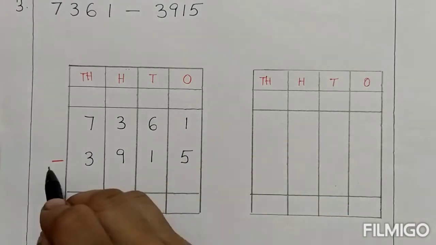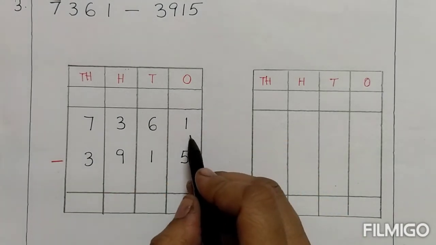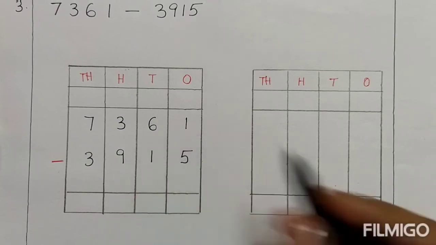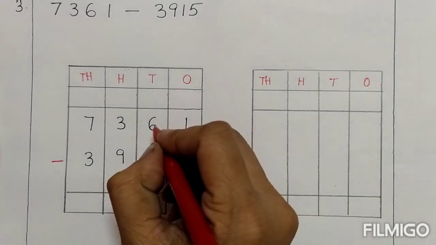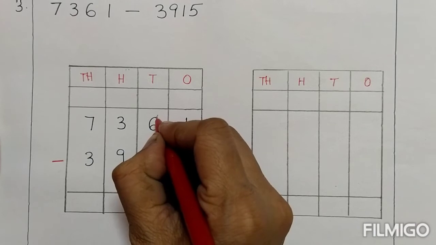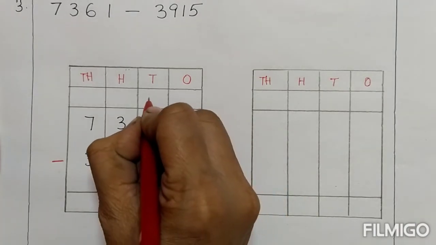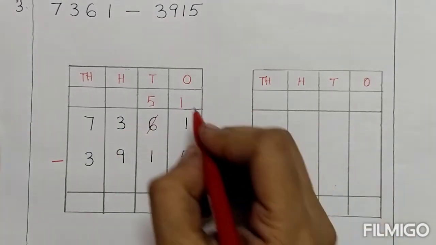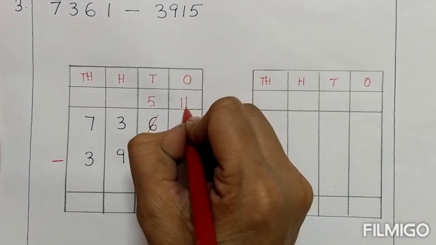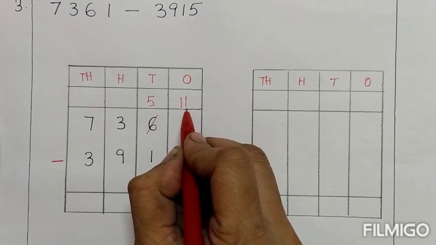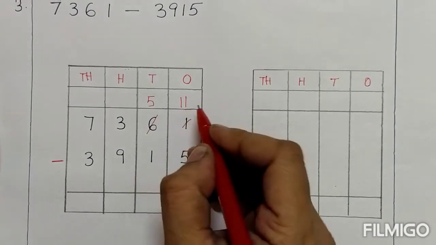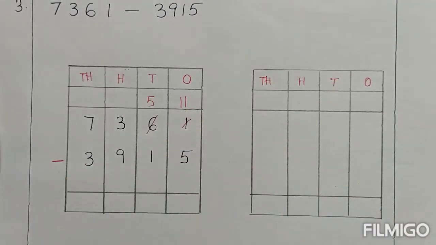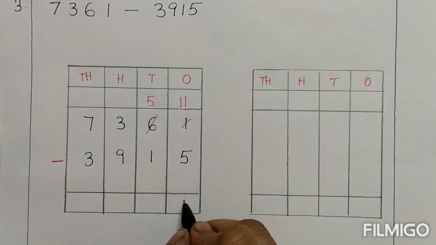We have to subtract 1 minus 5. It is not possible. Then we should borrow 1 from the neighbors column, from tens column. Now this number will be 5 and this one will sit here. And this one sit here. So now the number becomes 11. 11 minus 5. How much children it is? 6.